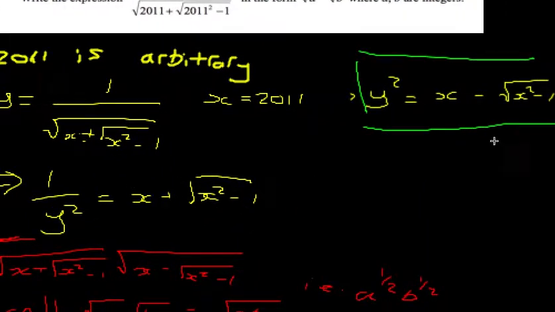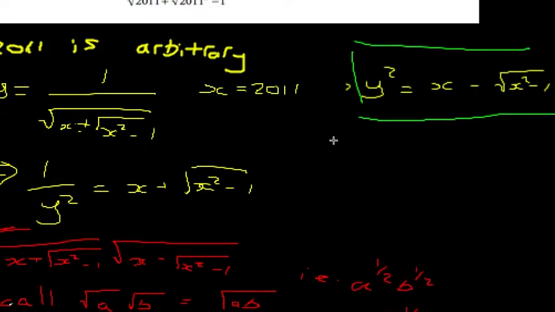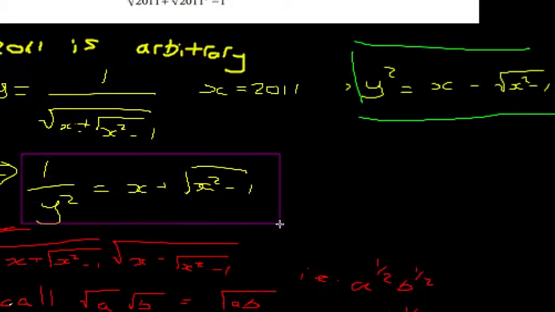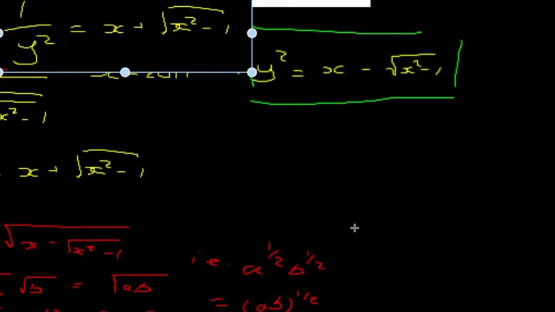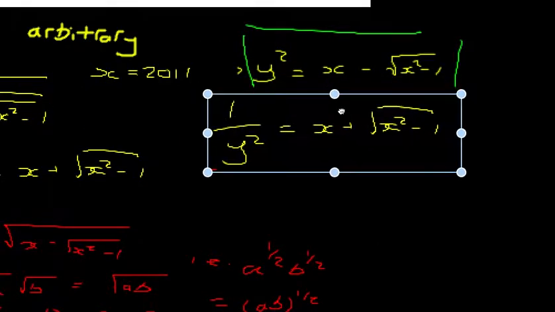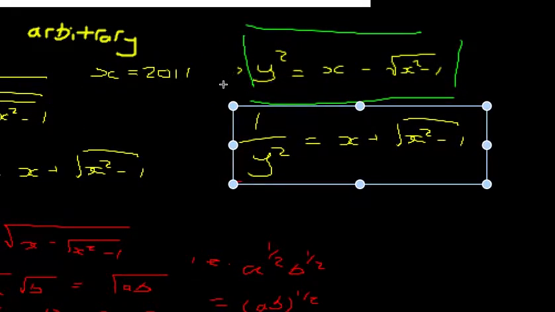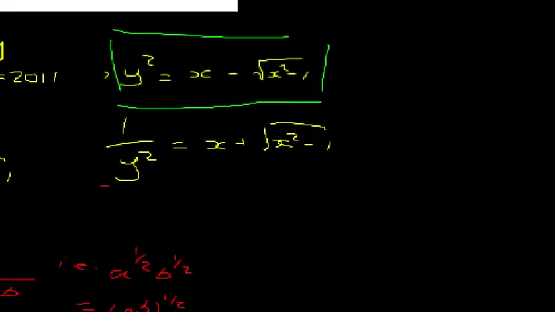And we have this one, that 1 over y squared is x plus root x squared minus 1. Okay, I'll put them here for ease of referral. So now the natural thing is to add these, right? To get rid of this square root. Again, we're just looking for as simple a form as possible to see as much structure as we can.